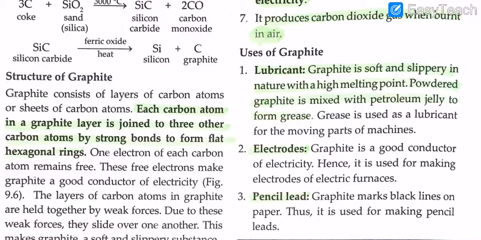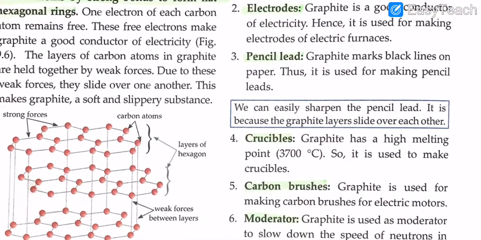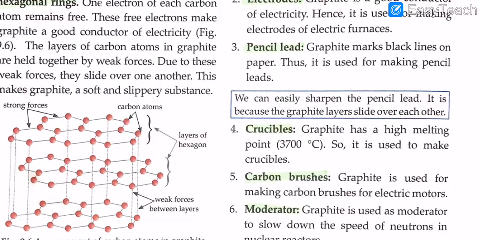Then it also has a use in electrodes, as graphite is a good conductor of electricity, hence it is used for making electrodes of electric furnaces. Now, as I said, it leaves a black mark on paper. That was one of the properties of graphite. That is why it is used for making black lines on paper, thus it is used for making pencils. So we can easily sharpen the pencil lead. It is because the graphite layers slide over each other. Now get it? Why are we able to easily sharpen our pencils? That is because they slide above each other, and this is an important point to note.